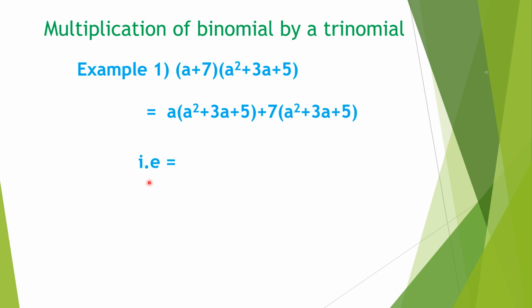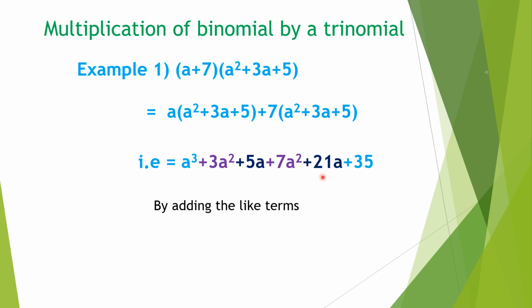That is a cube plus 3a square plus 5a plus 7a square plus 7 into 3a is 21a plus 7 into 5 is 35. We should add the like terms. Here 3a square plus 7a square are like terms. That is 10a square. And 5a plus 21a are another pair of like terms. That is 26a. So answer is a cube plus 10a square plus 26a plus 35.